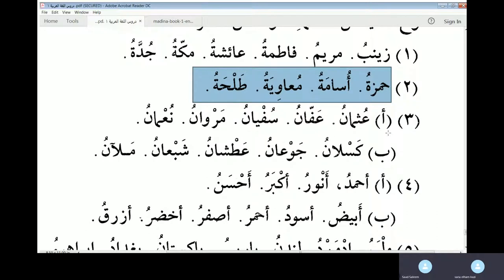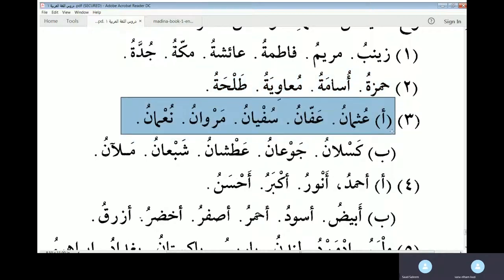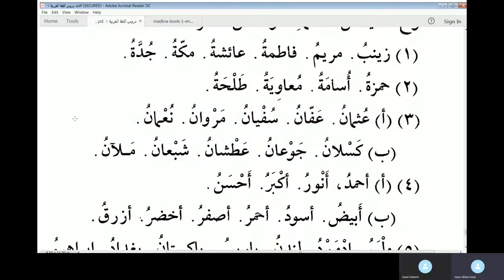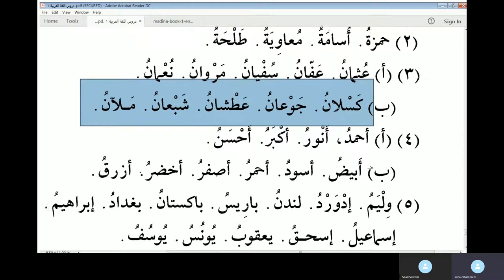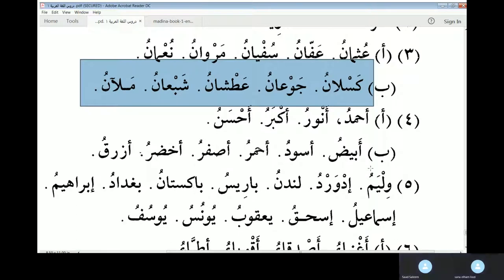And the next is Hamzatu, Usamatu, Muawiyatu, Talhatu. All these are masculine proper nouns ending with ta marbuta. Third is Uthmanu, Affanu, Sufyanu, Marwanu, Nu'manu. These are masculine proper nouns with the an ending. Next is Kaslanu, Jau'anu, Atshanu, Shab'anu, Malanu. These are the pattern of fa'lan, adjectives of fa'lan.